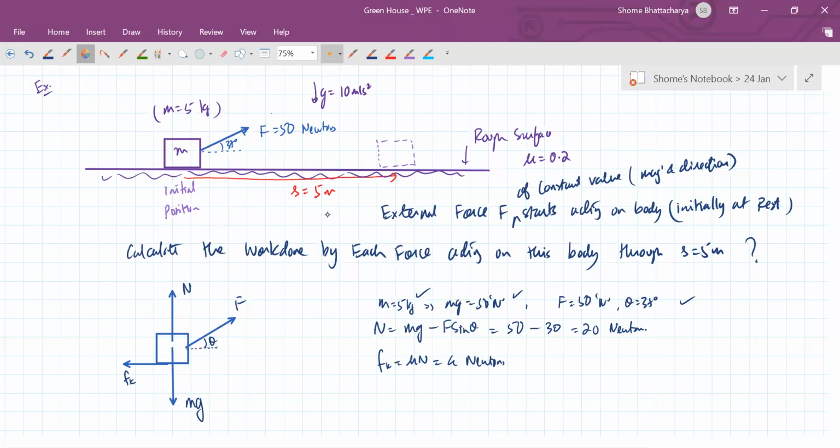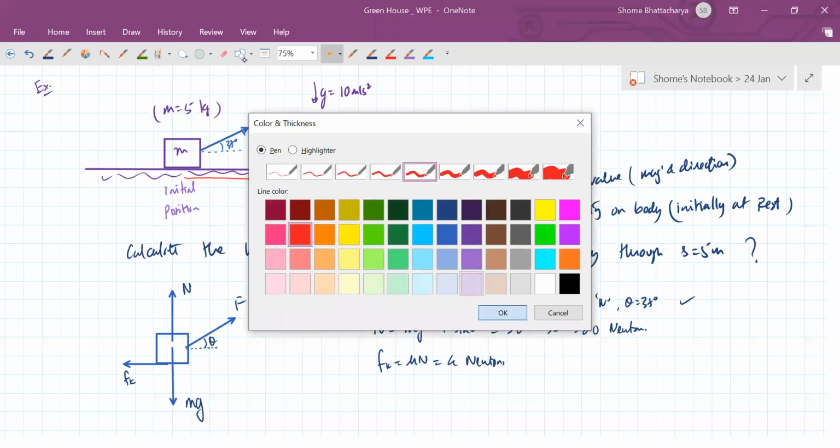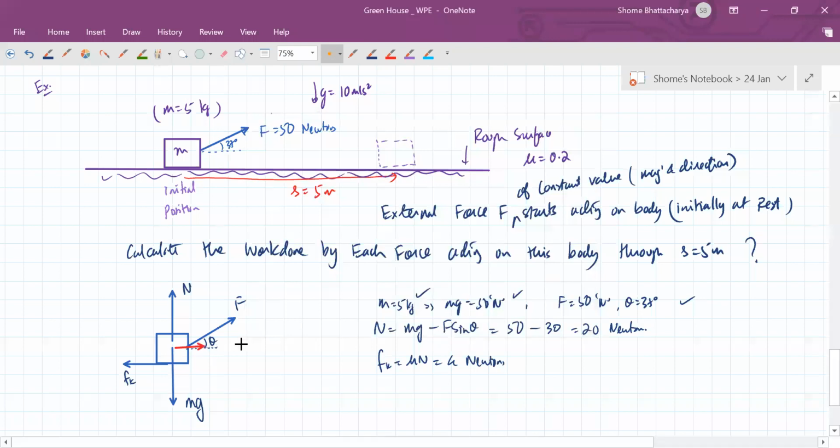Now you see the relationship with the displacement vector. The displacement vector is along this direction, and of magnitude 5 meters. So you can see that its relationship with the different forces is that this angle is 90, whereas this angle is theta. So work done by the force F will become Fs cos theta. So that is 50 into 5 into cos 37. So that is 200 joules, positive 200 joules.